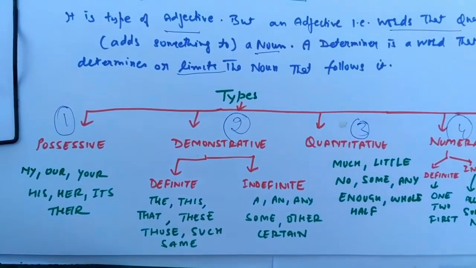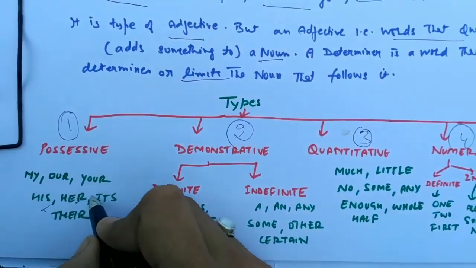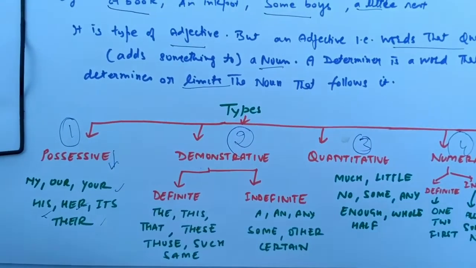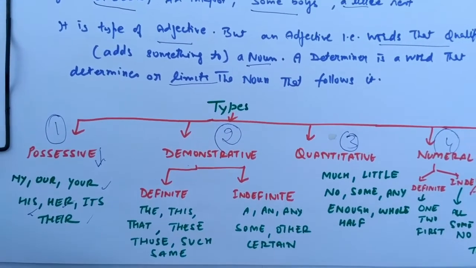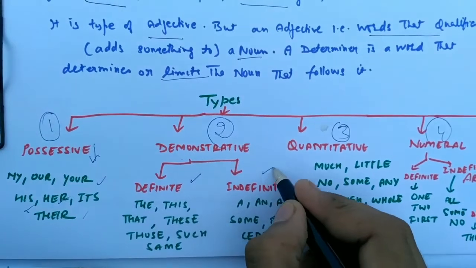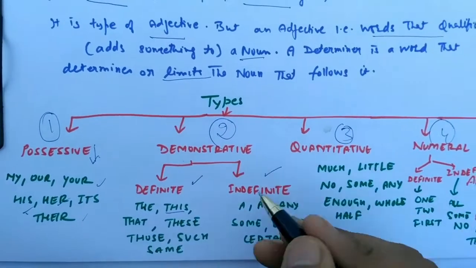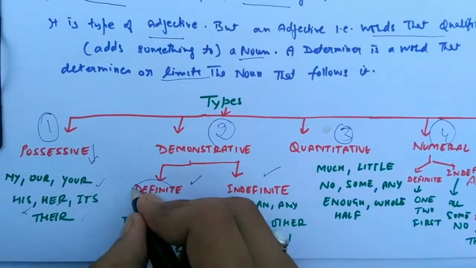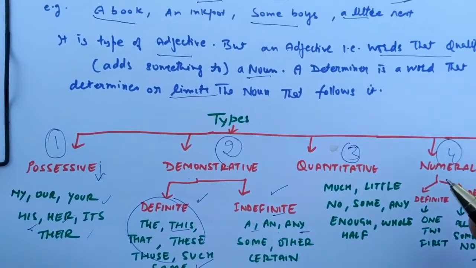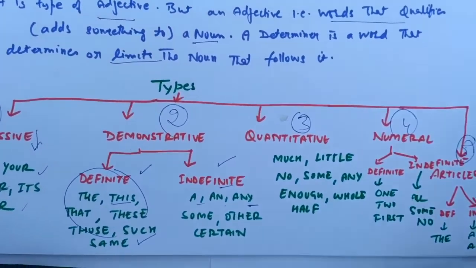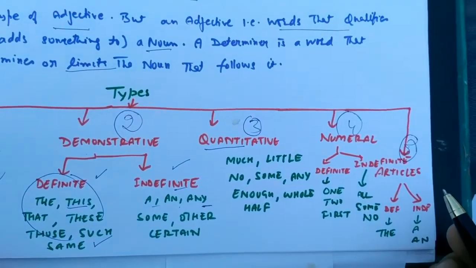Possessive means when we represent ourselves, when we say my, our, your, his, her, these are the possessives for a particular thing. Demonstrative means pointing to something, representing with a group of people. It can be definite or indefinite. Definite, that is this, as this is a book, these are books. So these are the definite. In the indefinite, these are a and any boy, any girl. So it is an indefinite demonstrative determiner.